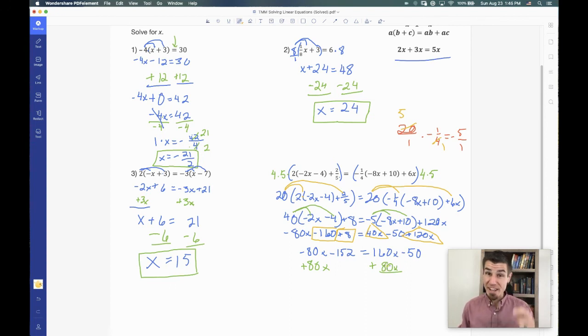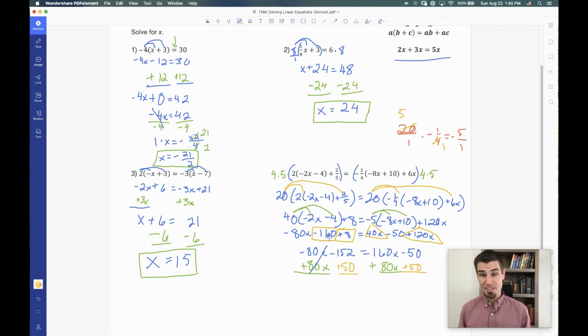In this step, we can add 80x to this side and that side, but we can also add 50. Why would we add 50? Well, it's the opposite of negative 50. But what we do to one side, gotta do to the other. Now we just combine like terms. Negative 80x plus 80x is 0. That cancels. Negative 152 plus 50.